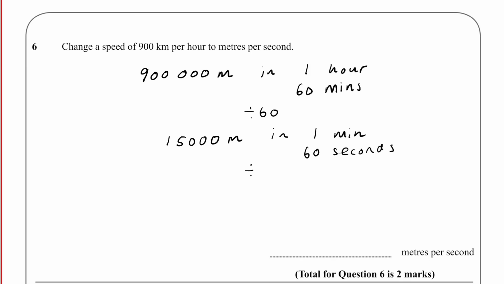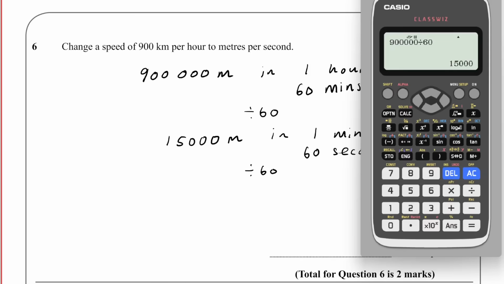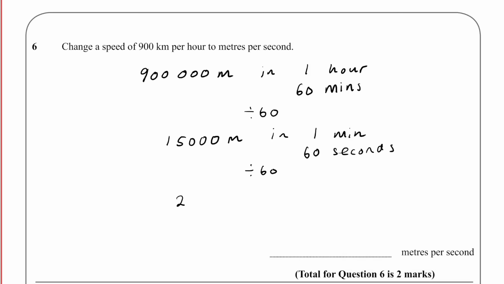So if we divide by 60 again, that's 250 meters in 1 second. 250 meters per second.